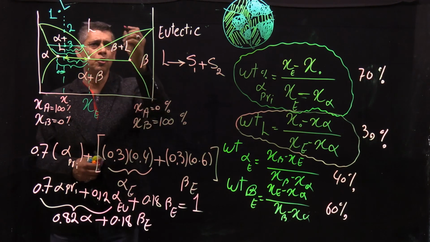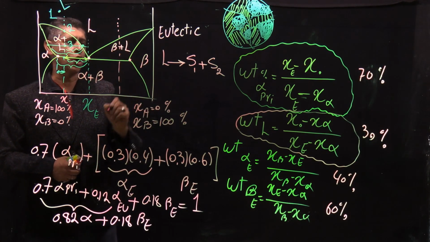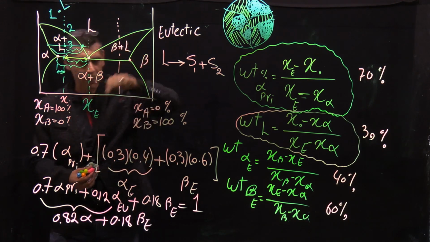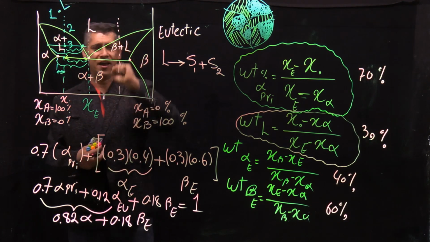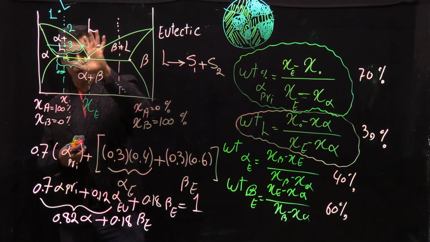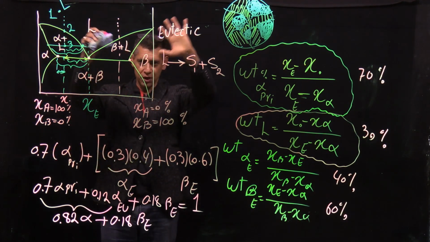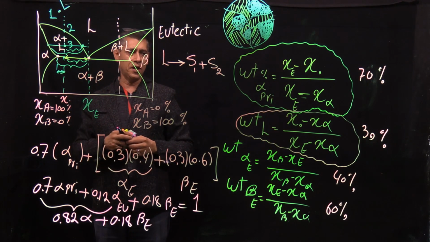The exact same thing is true when I am on the other side, which is called hyper-eutectic. Except the fact that in hyper-eutectic, I have two kinds of beta. I have primary beta and I have eutectic beta. I have one kind of alpha, which is eutectic alpha. So this is truly all it is.